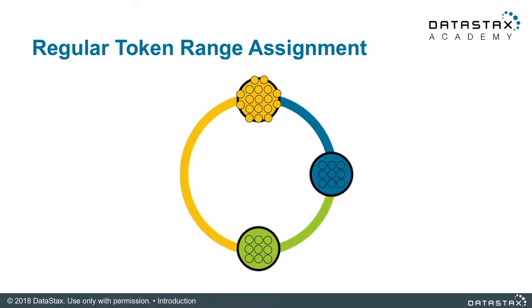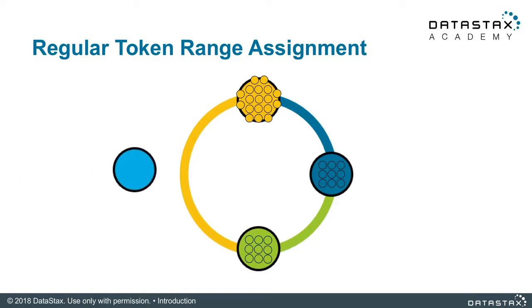For example, here's an unbalanced cluster. Notice the yellow node owns half of the token range. Here we see smaller circles that represent the partitions. A good partitioner will spread the partition token assignments evenly across the cluster, but we see in this case, the yellow node has double the number of partitions as the other two nodes.